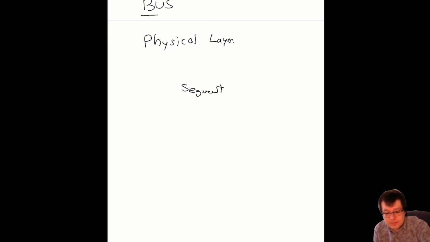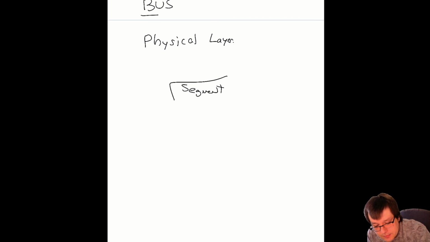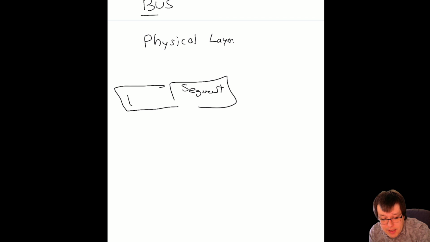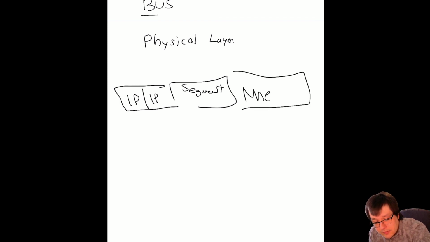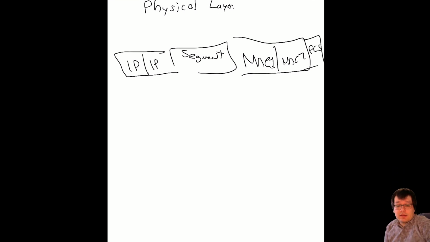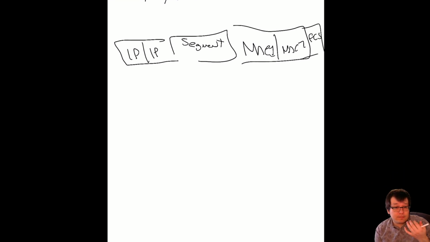Okay? So again, you have your segment, and from there, you create your packet out of that by putting in the IP addresses, the source and destination. From that, you throw in your MAC addresses as well. Now you have your frame, and yeah, that's pretty much it.